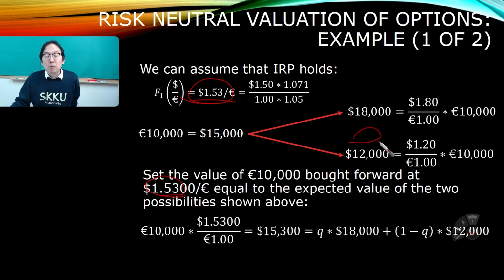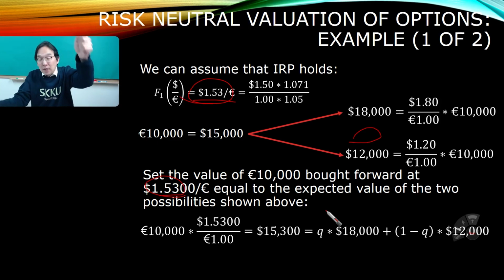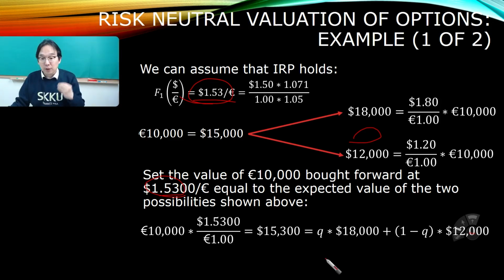That should be the probability weighted average. Remember, this forward rate, 1.53, is our expected spot rate 1 year down the road. We are using that idea over here. Bring this to 1 year from now, and we are interpreting this 1.53 as a probability weighted average of the spot rate in the future. 1.8, 1.2, the weighted average of these two should be none other than 1.53. We just don't know the probabilities of the two different states of nature.